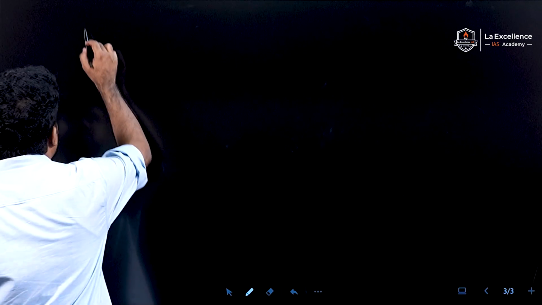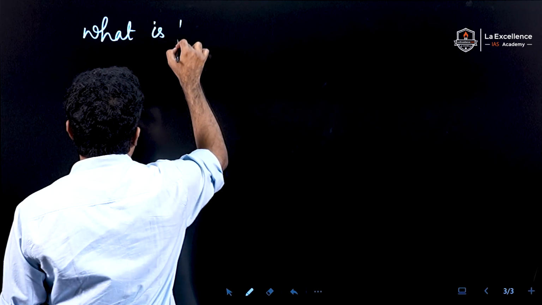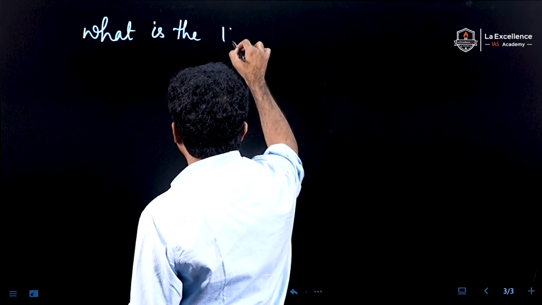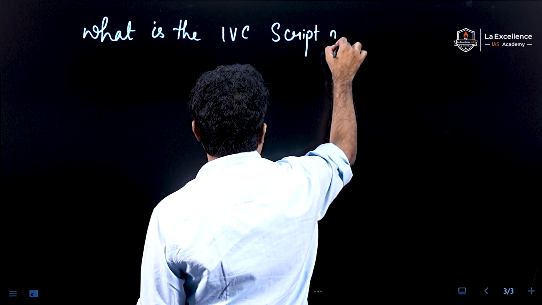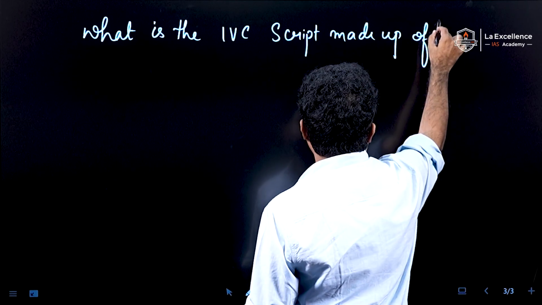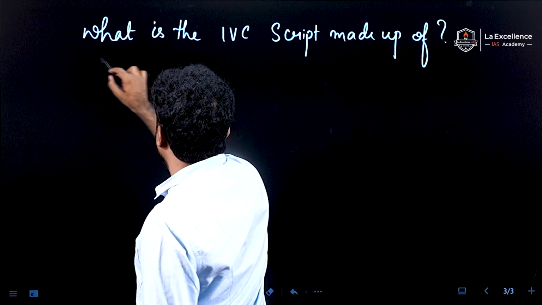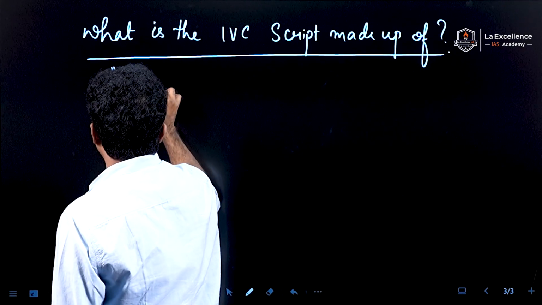So what is the script made up of? We also have to understand the question: what is the IVC script made up of? The IVC script is primarily made up of symbols.